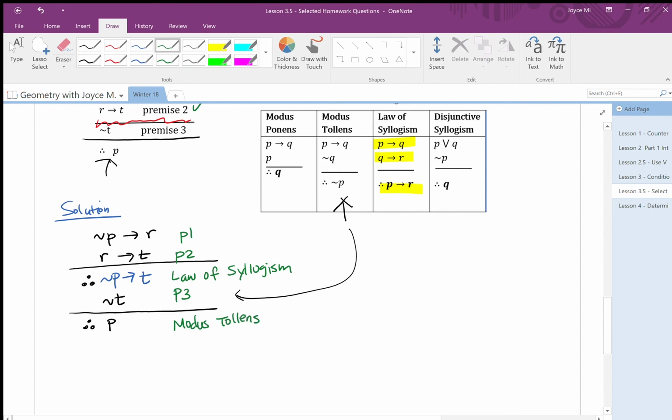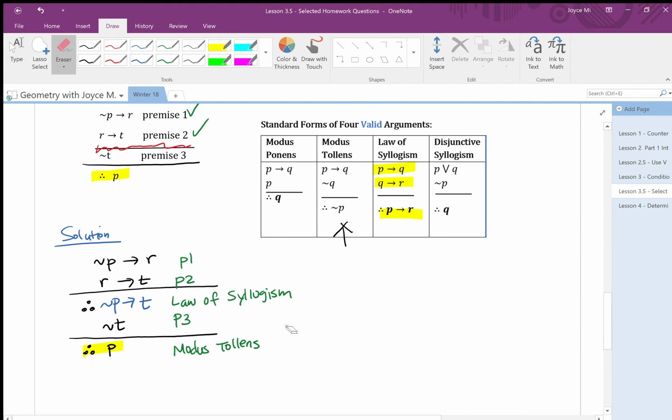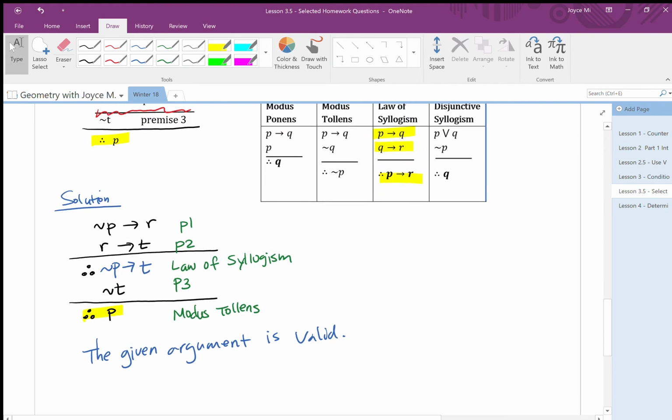Okay. And notice that this is exactly the same conclusion as my argument. This is the same thing here. So therefore, the given argument is valid. Okay. So I say the given argument is valid. And this completes the homework questions.